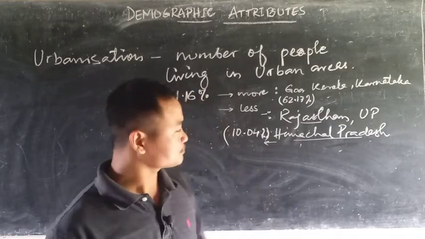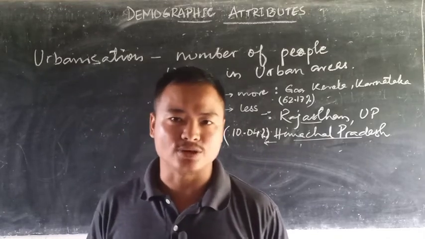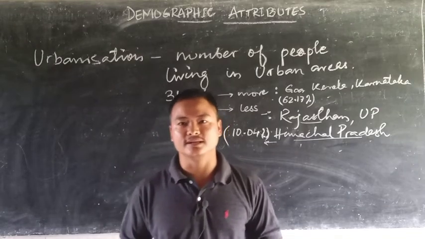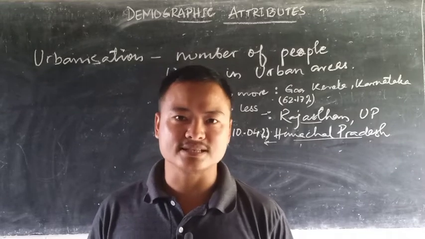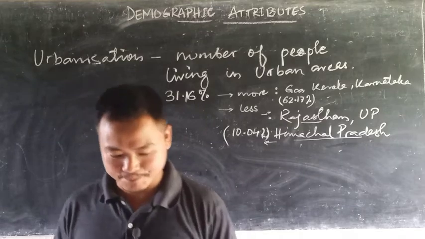The reason being, Rajasthan is mostly covered by desert. So it's obvious that the desert, which provides extreme conditions to live, does not facilitate people here with a better standard of life. So this results in a lesser population residing in the urban areas in Rajasthan.